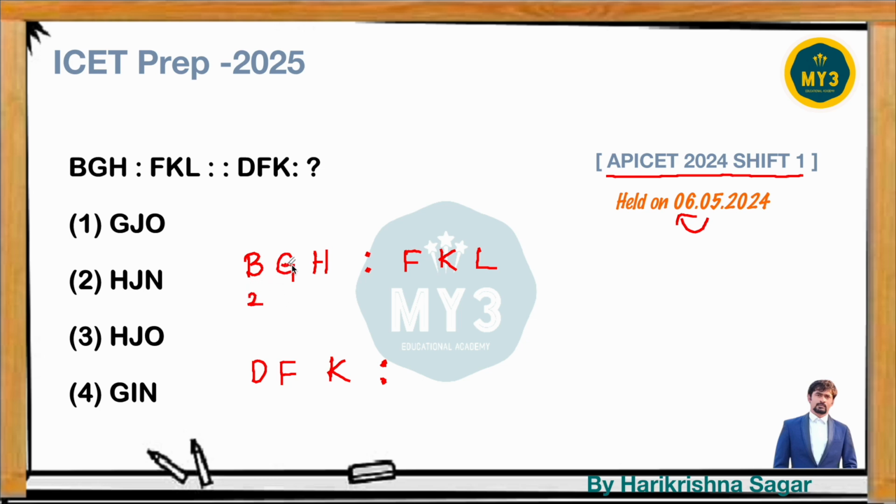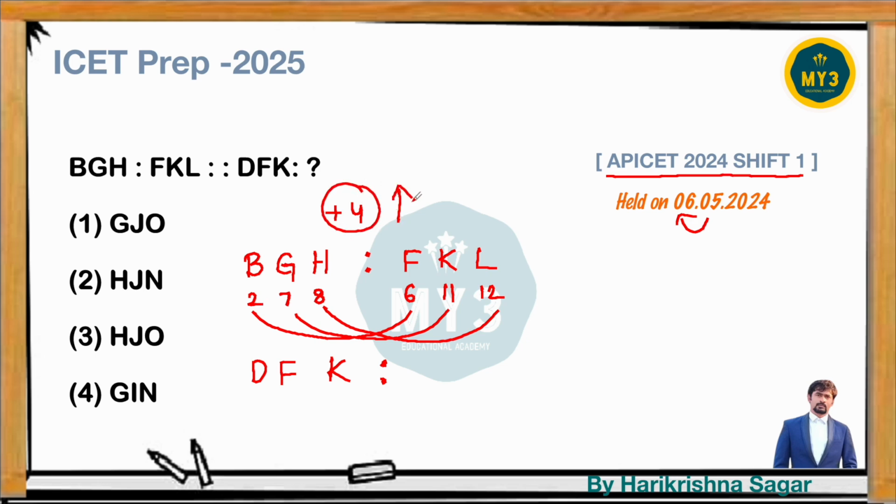What is B position? 2. What is G position? 7. H is 8. So 2, 7, 8, and F is 6. K is 11. L is 12. So what is the logic of these numbers? 2, 7, 8 becomes 6, 11 and 12. What is the logic? 2 becomes 6, an increase of 4. 7 becomes 11, an increase of 4. 8 becomes 12, an increase of 4. That means every alphabet is increased by 4.